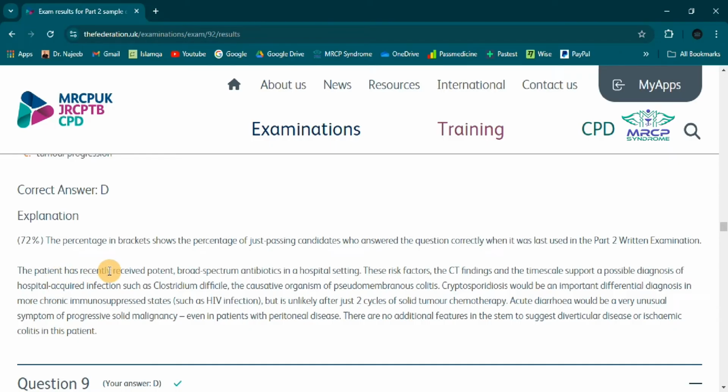The patient has recently received potent broad-spectrum antibiotics in a hospital setting. These risk factors, the CT findings, and the timescale support a possible diagnosis of hospital-acquired infection, Clostridium difficile, the causative organism of pseudomembranous colitis.